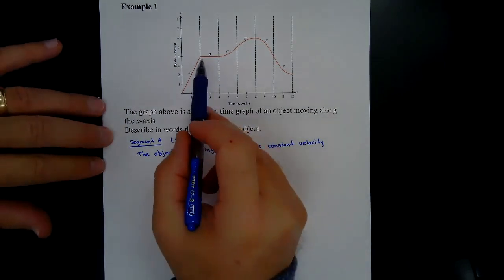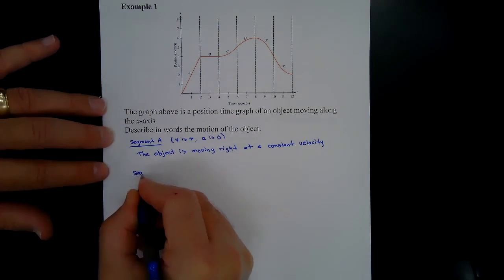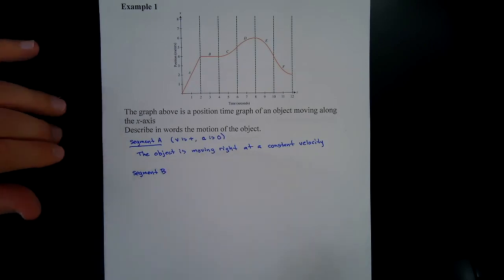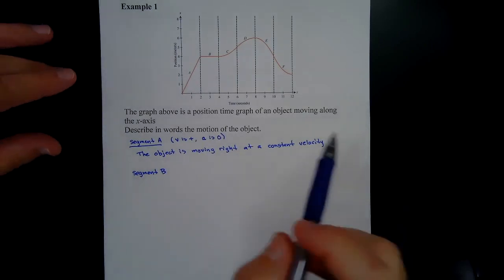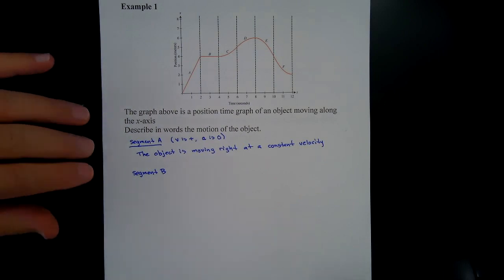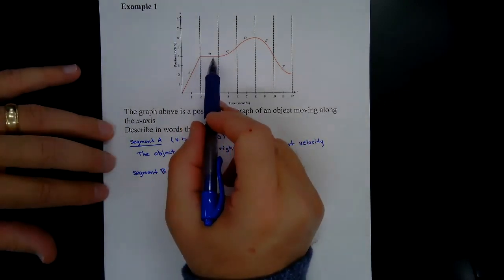All right. So segment B, let's talk about that one next. You know what? I should have said this. We are looking at a position time graph. So since we're looking at a position time graph, we're looking at slope to determine velocity, and we're looking at curvature to determine the acceleration. I should have said that earlier. So segment B, we're looking at this, and we're looking at the slope to determine the velocity.